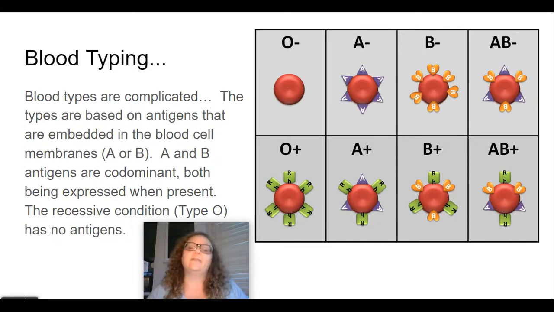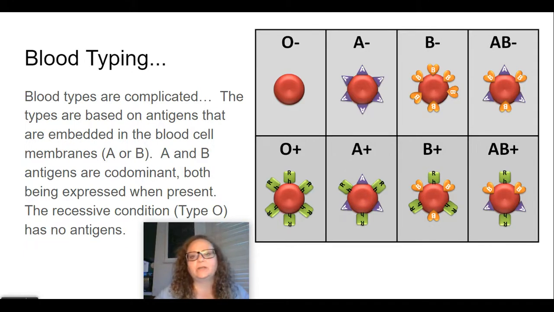Not to mention the fact that you're the owner-operator of a human body. You should really understand how blood types work. So blood types appear in 8 different varieties. You can have O negative, A negative, B negative, AB negative, or O positive, A positive, B positive, or AB positive. Yikes, that's a lot of blood types. But it's really kind of simple when you break it down.